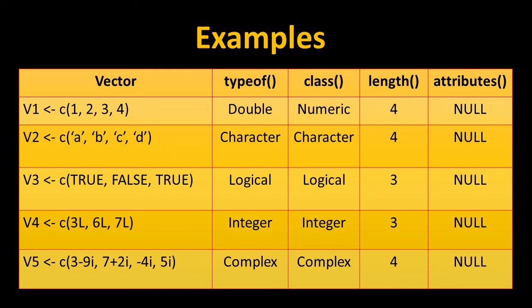Suppose the fourth vector we have created with numbers having capital L as suffix. This kind of vector will return typeof as integer, class of v4 would be integer, length would be 3 as 3 elements are stored in v4, and attributes will return NULL, that means no metadata is available in v4. Lastly, if we have created the fifth vector v5 with certain complex numbers, the typeof v5 would be complex, the class would be complex, length will return 4 as 4 complex numbers are stored in v5, and attributes will return NULL as no metadata is inside v5.